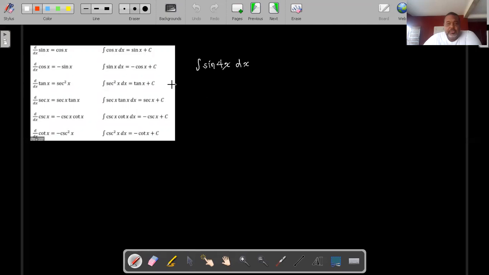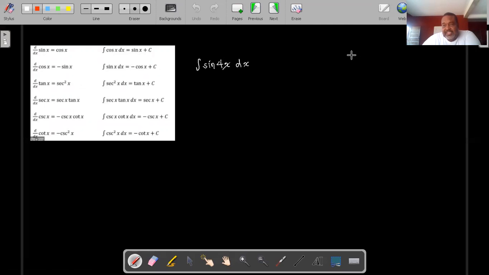So here we go. I have the integral of sine of 4x dx. All right, we have our sheet here, which is showing us our identities, right? So what we have to do now is we're going to do this by substitution. What do I mean?